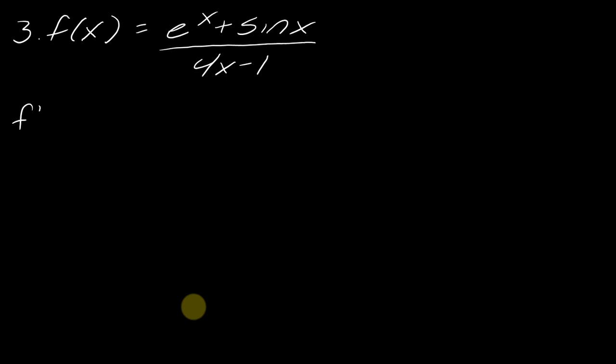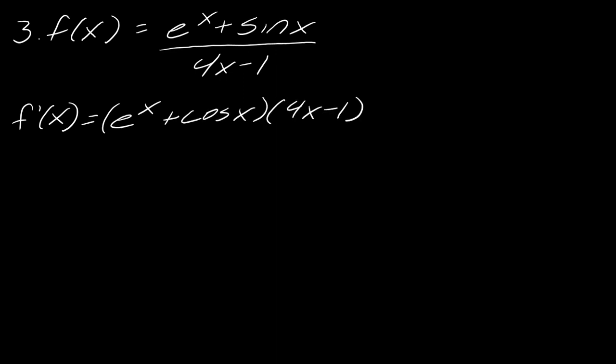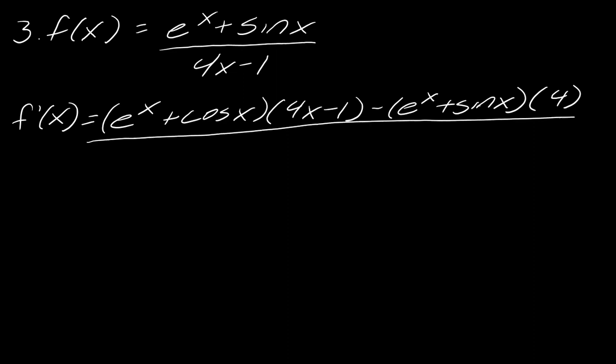So let's go ahead now and take the derivative using the quotient rule. First we take the derivative of the top function. The derivative of e to the x is just e to the x. The derivative of sine of x is cosine of x. And then I leave the 4x minus 1 alone. And then I subtract this off: I leave the top function alone, and I multiply it by the derivative of the bottom function. The derivative of 4x minus 1 is just 4. And then I divide all of that by 4x minus 1 squared.